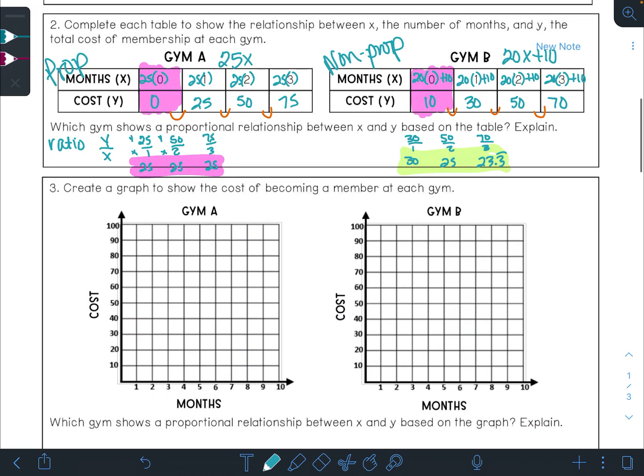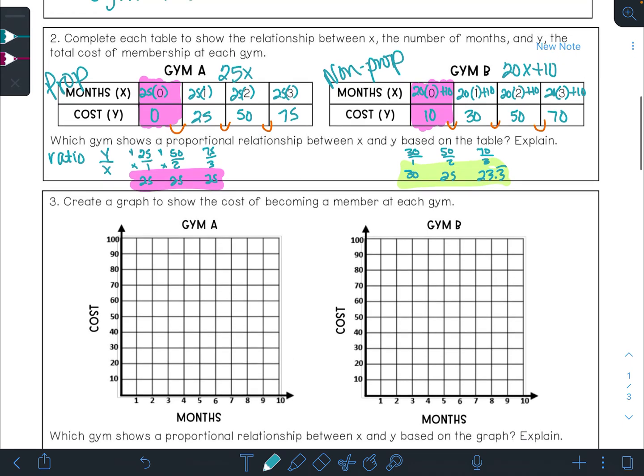Now, the last thing is our graph of these. If I graph my tables from right above here, when I have 0 months, it costs me $0. When I have 1 month, it costs me $25. 2 months cost me $50. 3 months cost me $75. And I'm going to try to draw a perfect line through here.